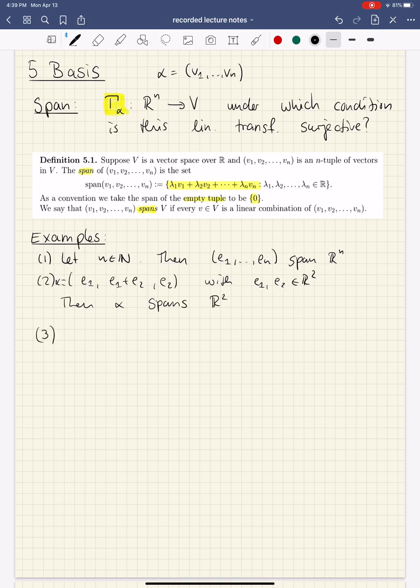Let's take 1, x, x^2 in the polynomials. Well, then the span of 1, x, x^2 is equal to the polynomials of degree at most 2. So let's say ax^2 plus bx plus c with a, b, c in R.